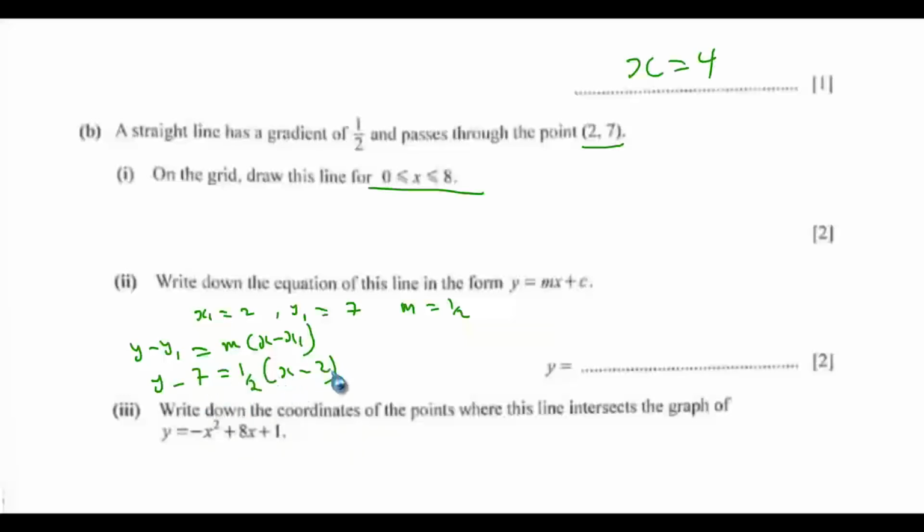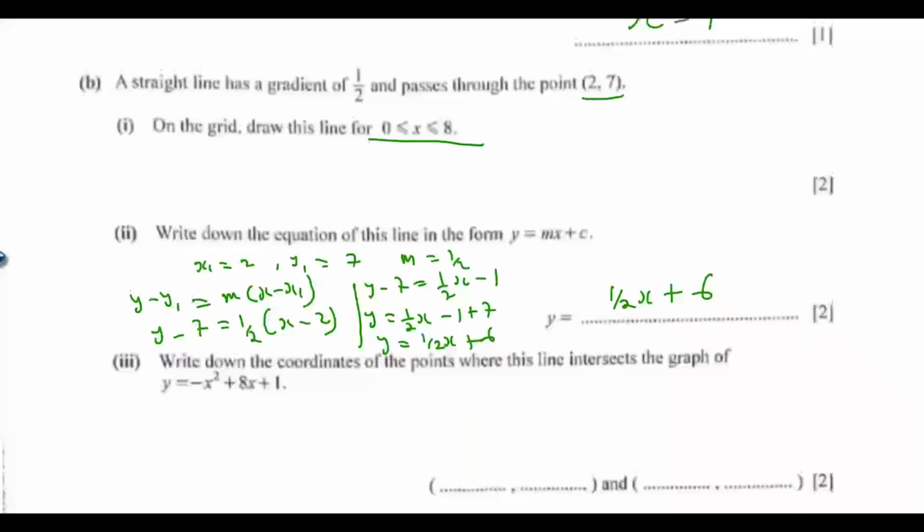If you expand the bracket, this will give us y minus 7 equals 1 over 2 x minus 1. If you rearrange, it will be y equals 1 over 2 x, then we have minus 1 plus 7. And finally, y equals 1 over 2 x plus 6.